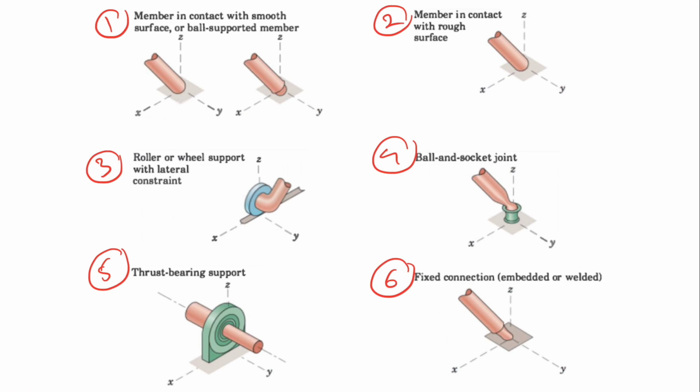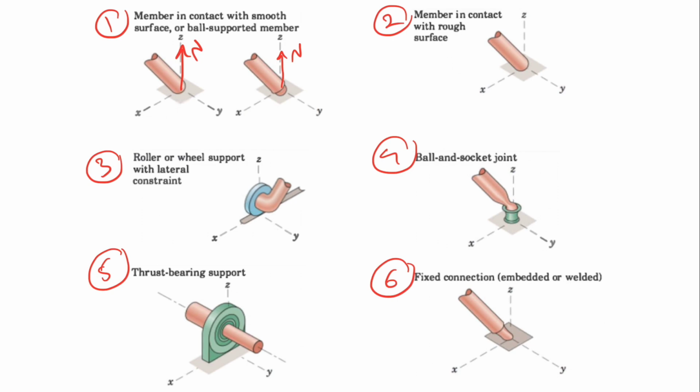So we have a smooth surface on the left hand side, which means there is no friction. So the member can easily move in X and Y direction. In this scenario, we have the force normal to the surface and the direction will be toward the member, so we can call it N, or we can call it Fz, and there are no forces in X and Y direction. Same for the other one, the ball supported member.